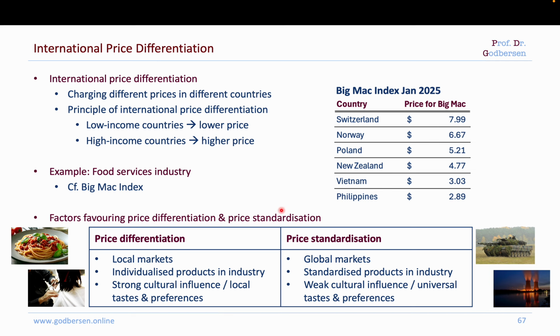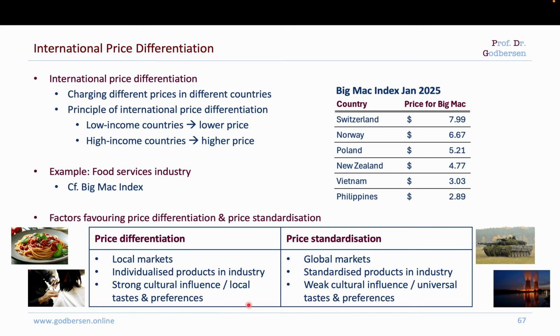Which factors favor then price differentiation? On the other side, where do we have to go with a standardized price all over the world? If we have local markets like food or hairdressers, there we can charge individual prices, so we have price differentiation. Furthermore, if the products are very individualized in these countries, we can do this. And then the culture with the local tastes and preferences plays a role.